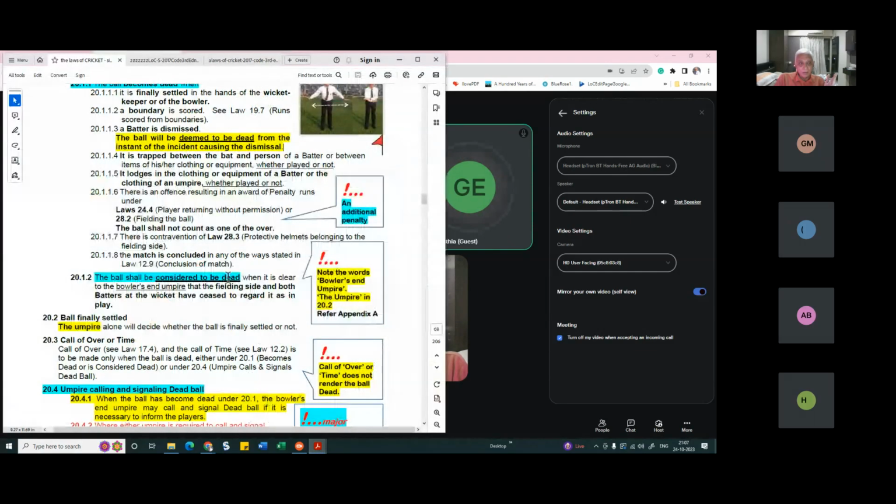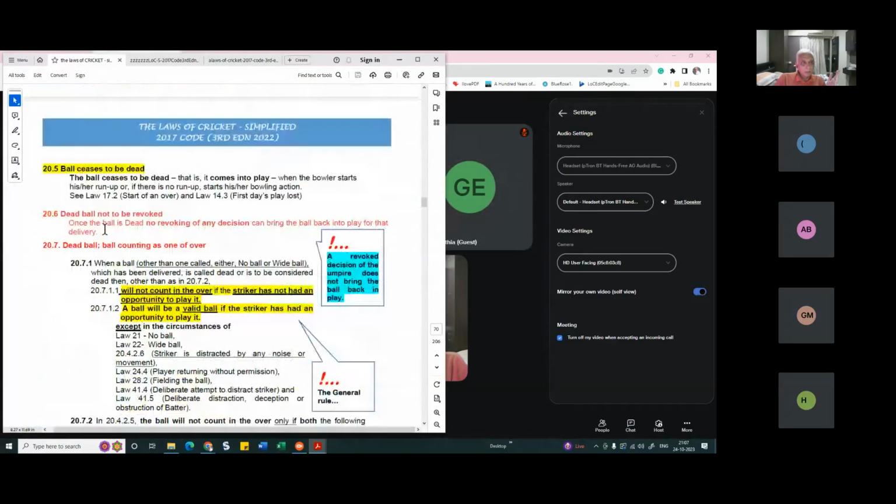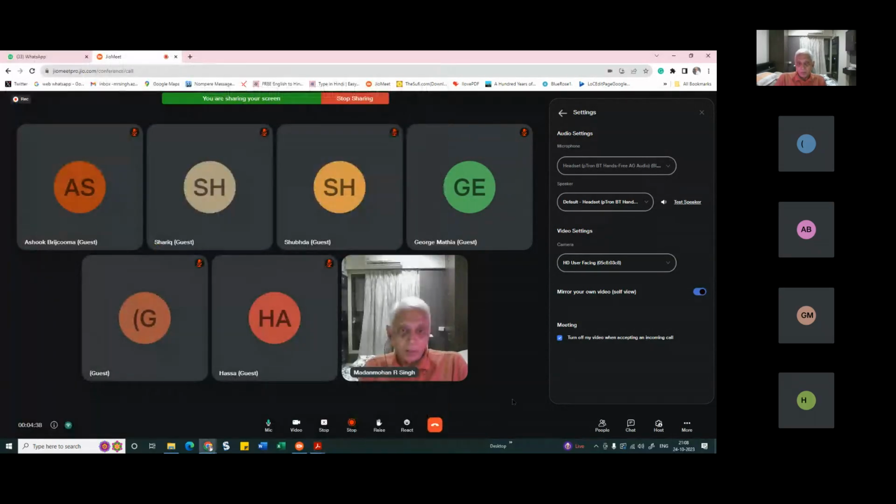Not only that. Look at Law 20.6. Dead ball not to be revoked. Once the ball is dead, no revoking of any decision can bring the ball back into play for that delivery. It means that, for instance, an umpire on the field of play rarely overturns his own decision. Rarely. I have done it once. I do not recommend that you do it.